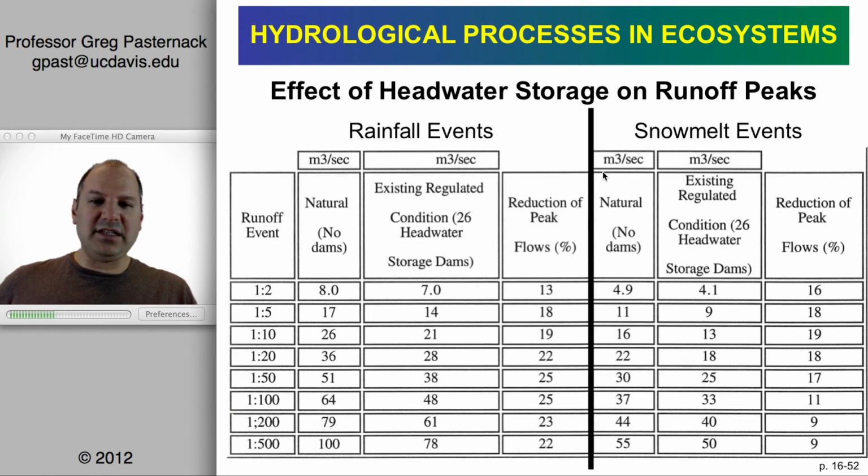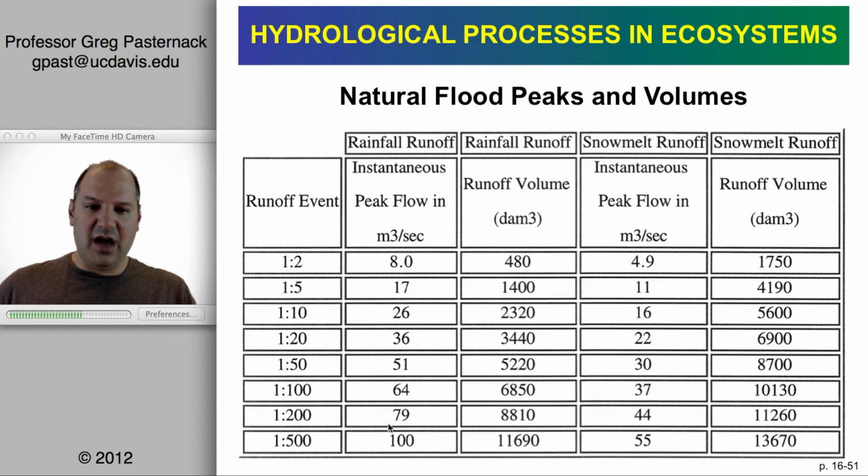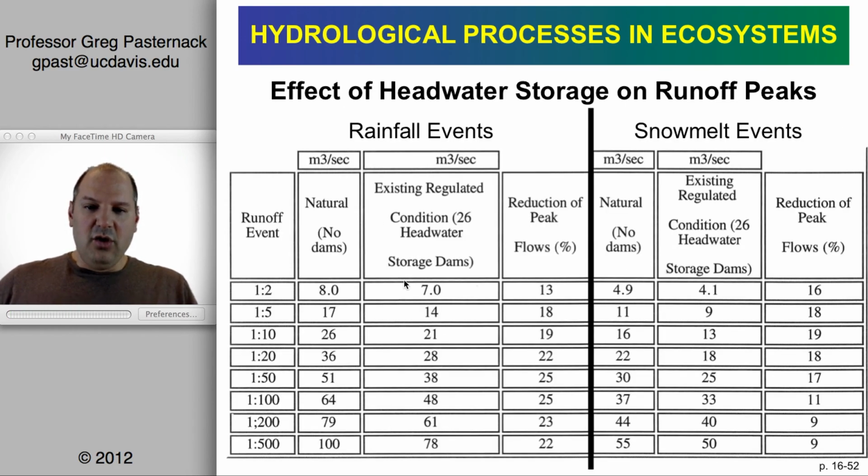Okay, so the next thing we can do is we can put in our 26 dams. So we have the natural runoff that was there, and so that's the same. You see this first column here is the exact same as the first column we had before. We can then put in the results that come of including the dams, and the third column shows the reduction in peak flow. So you can see anywhere from 13% to 25% benefit in terms of percent reduced flows.